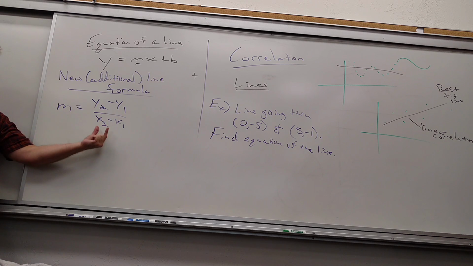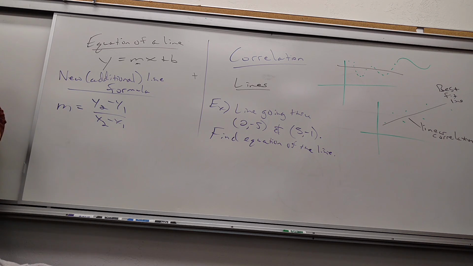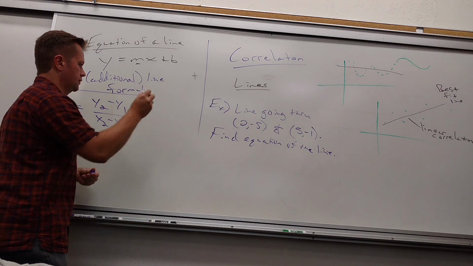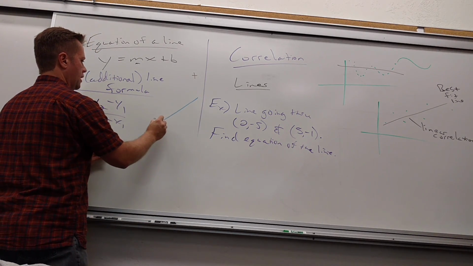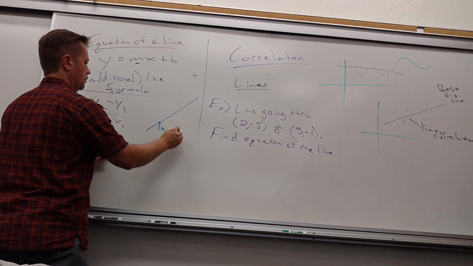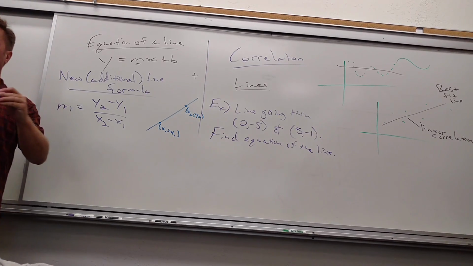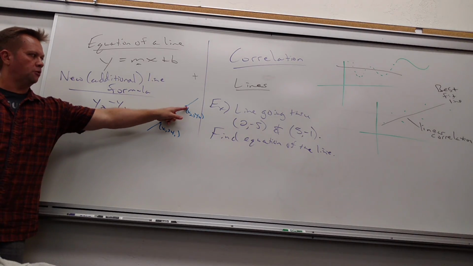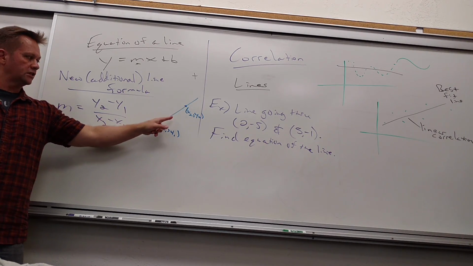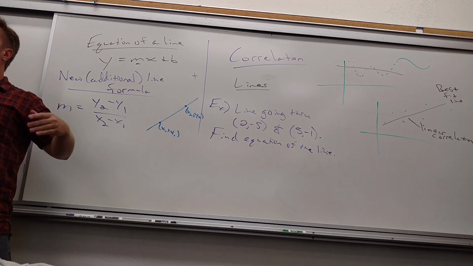So I got 2 different points. Does it matter what points I pick on the line? Would it change the slope if I pick 2 different points? So if I have a line that exists, here's the line. If I pick (x1, y1) and (x2, y2), I get the slope, right? Did it really matter what point this was? If I pick a different point on the line, will I get a different slope?